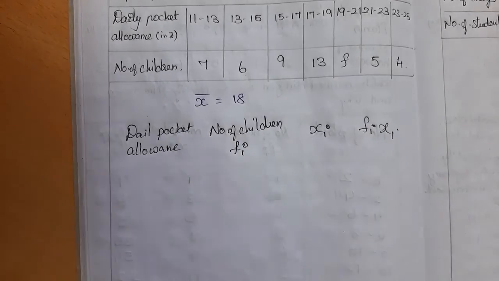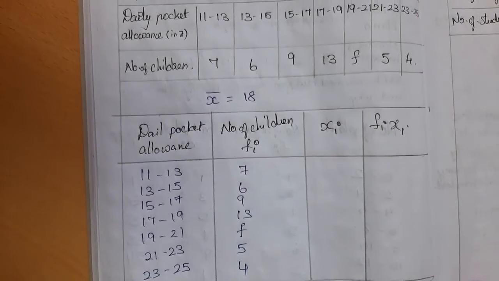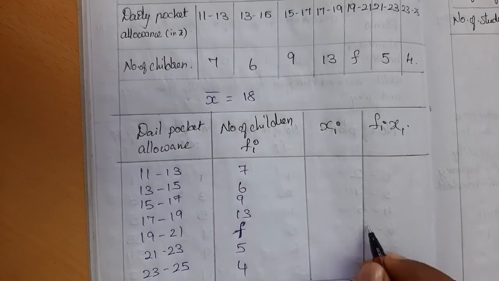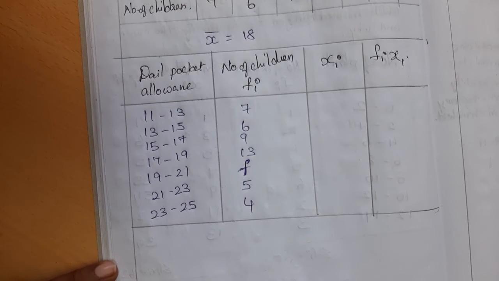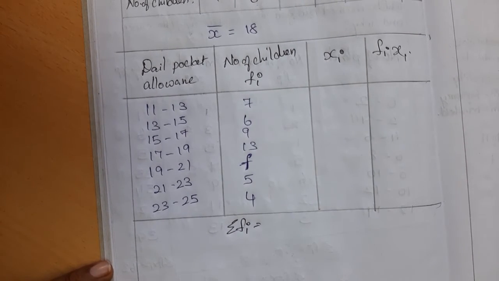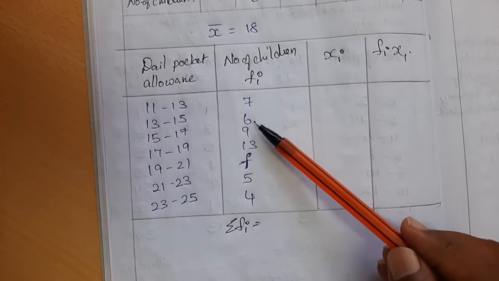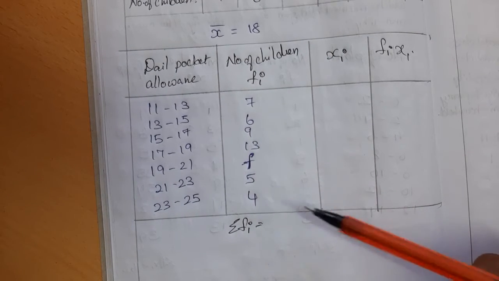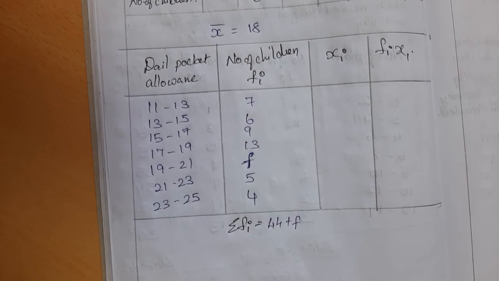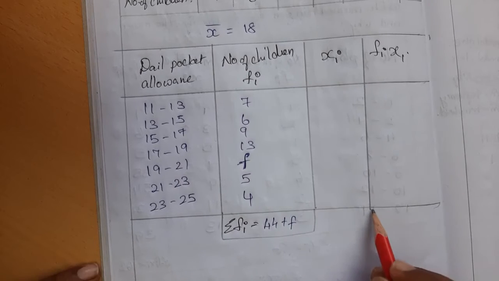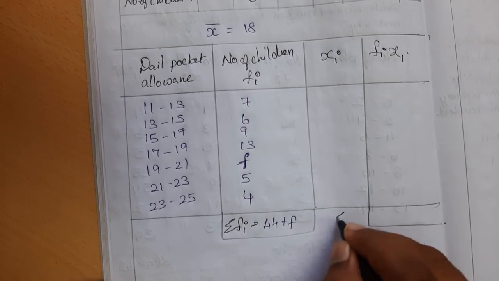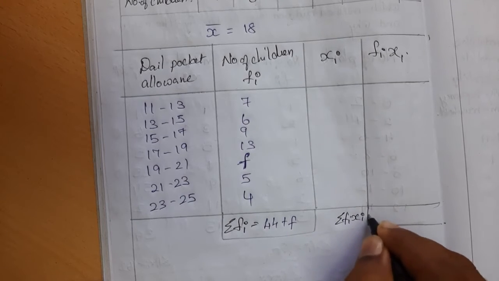So let me draw the table. Here I have filled the data from the table given, and here we have f. While multiplying also we will get f, and while finding sigma also we will get f. Sigma fi we will be getting as 7, 6, it is 44 plus f. We got 44 plus f. Let sigma fi xi be equal to, let me find.